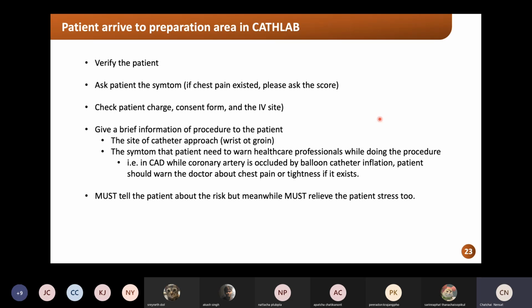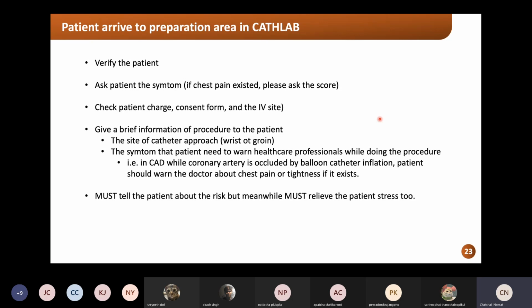always. And when a patient arrives at the preparation area in the cath lab, like a patient coming from the CCU, we, as cardiovascular technologists in the cath lab, receive the patient in the preparation area, and we have to verify that it is the right patient. You will see the name of the patient on the IPD chart. You see the disease and also the hospital number, something like that.